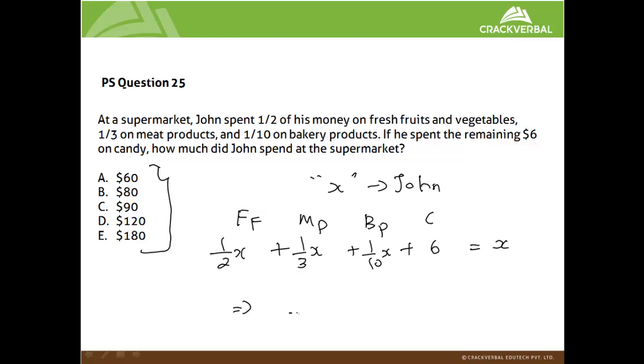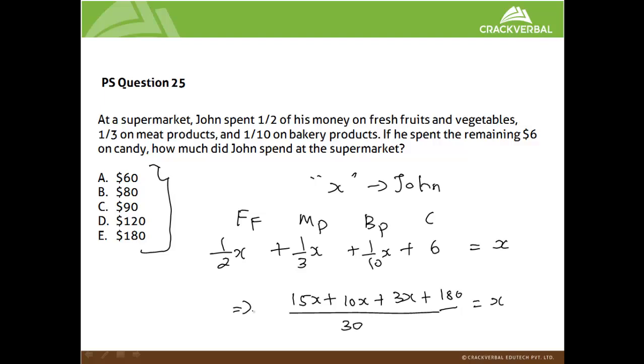The LCM of 2, 3 and 10 has to be 30, because 10 ones are 10, 3 will not go in 10, then 10 twos are 20, 3 will not go in 20, 10 threes are 30, where all 3 of them go. So if 30 is the LCM, then we will get 15x, 10x in the numerator, 3x, and 6 times 30, that is 180, is equal to x.